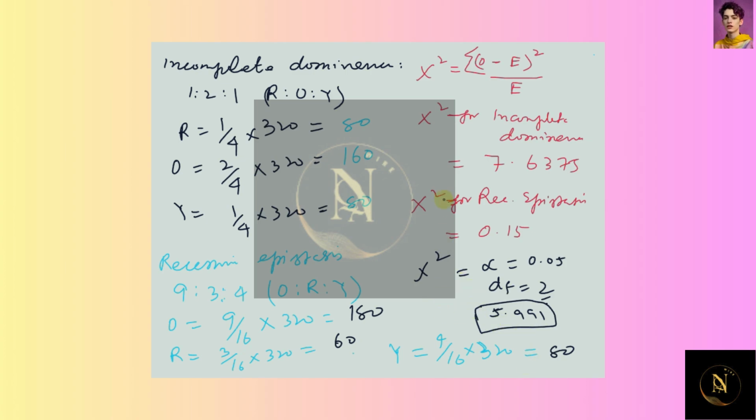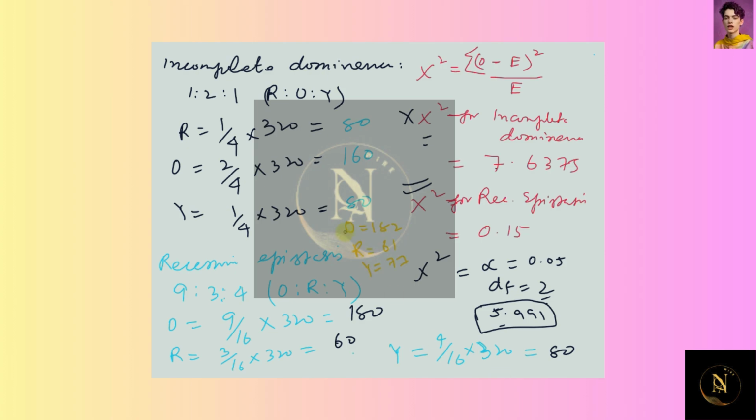So as we know, the chi-square value for incomplete dominance is more than the critical chi-square value, which is 5.991, we can reject this hypothesis of incomplete dominance, while the chi-square for recessive epistasis is much lower than the critical value. So recessive epistasis best explains this data.